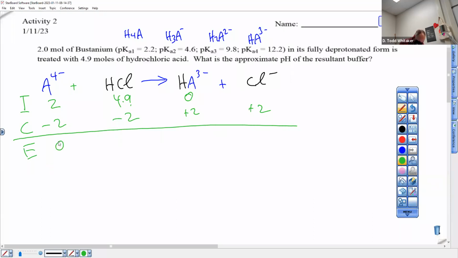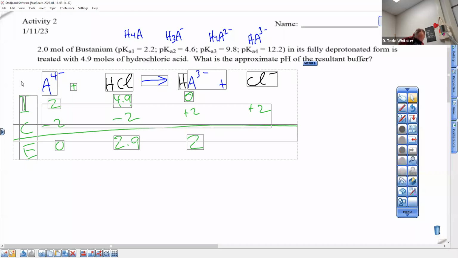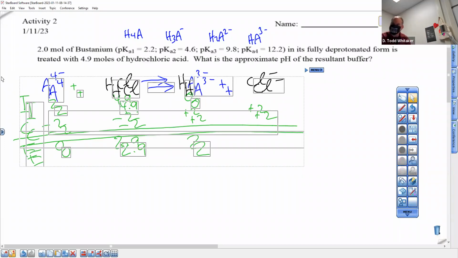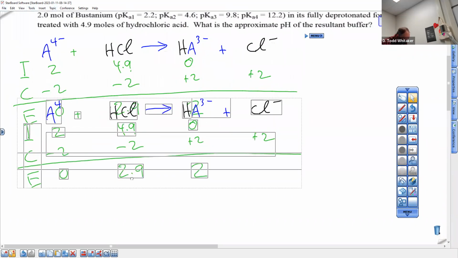So A4 minus is no longer part of the discussion. HCl is still part of the discussion, which means you're not done. And HA3 minus is a new player. And I'm going to stop talking about Cl minus entirely. And miracles of modern technology, I'm going to edit this for my second ICE problem. How's that sound?